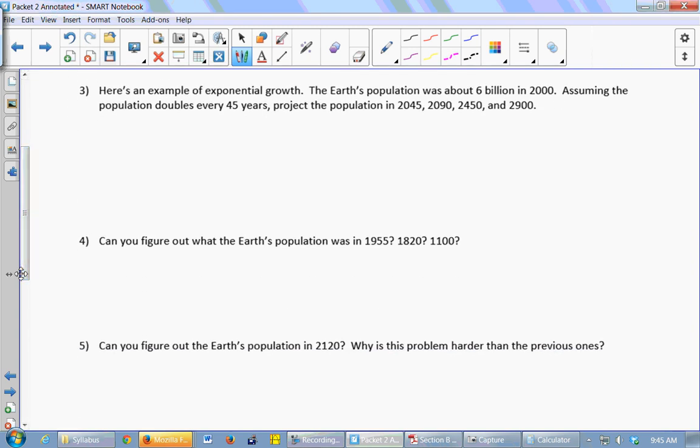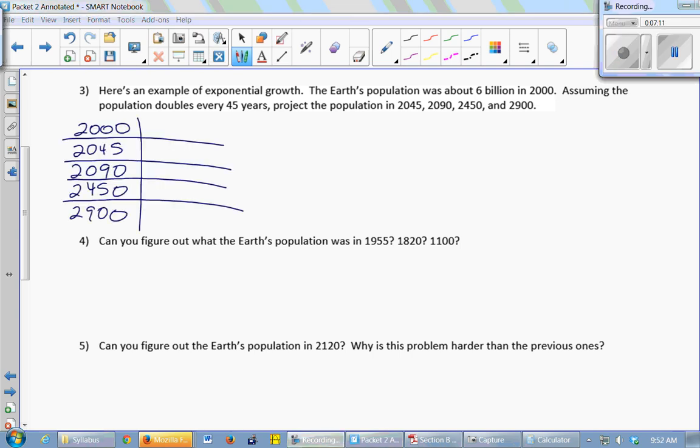So here's an example of exponential growth. The Earth's population was about 6 billion in the year 2000. Assuming the population doubles every 45 years, see if you can project the population in the year 2045, 2090, 2450, and 2900.